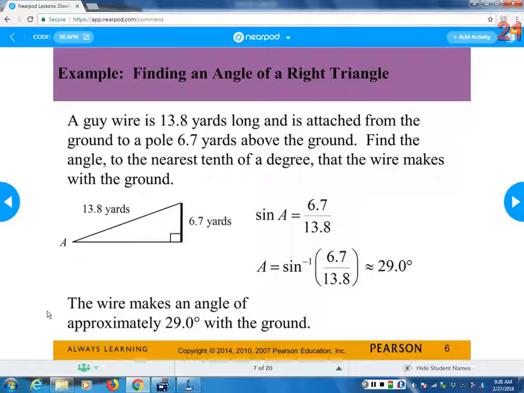Okay, and then they wrote it out in a sentence. The wire makes an angle of approximately 29 degrees with the ground.